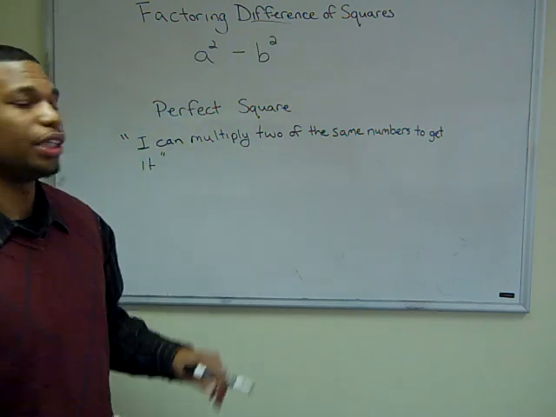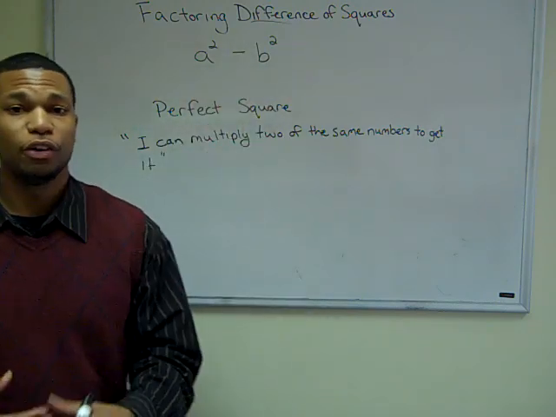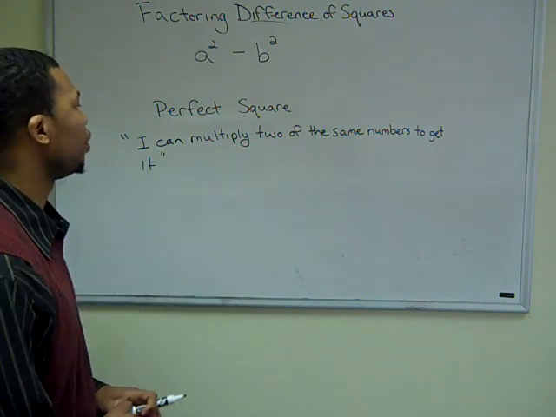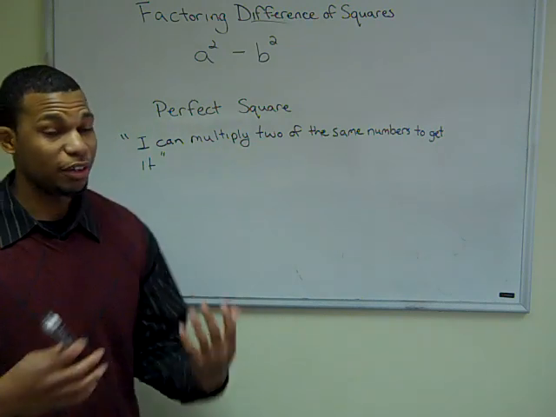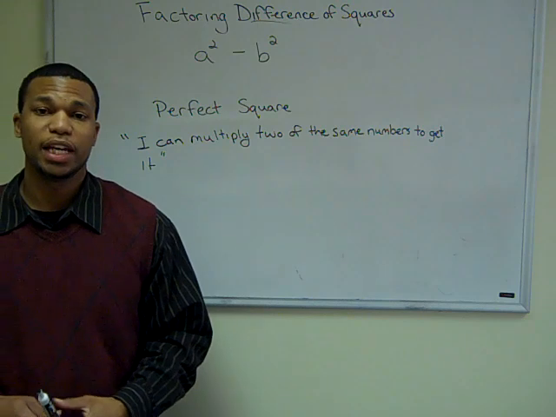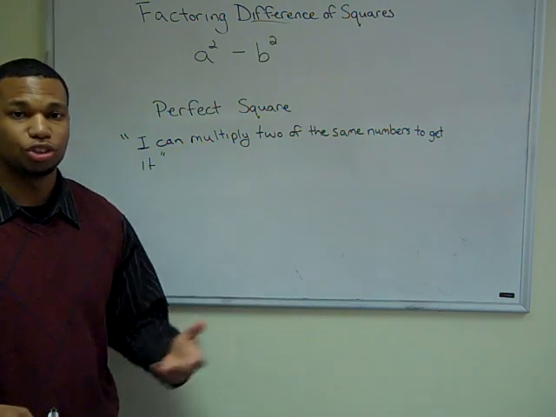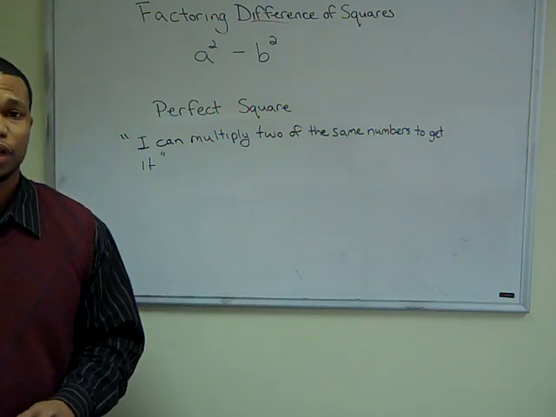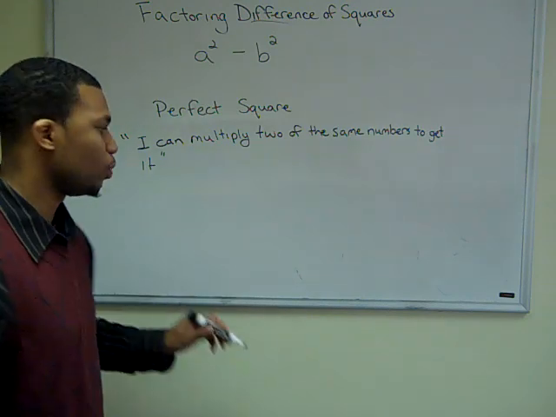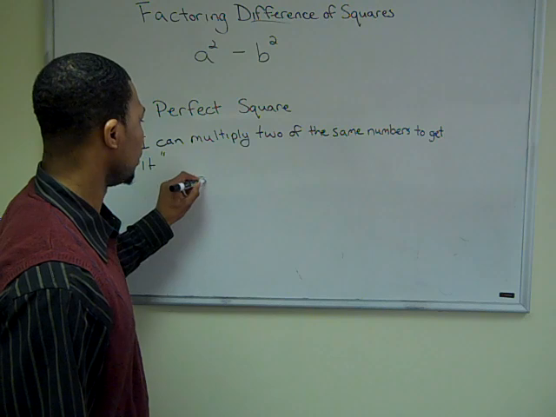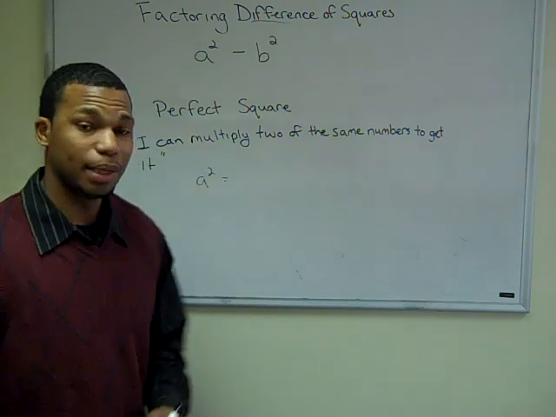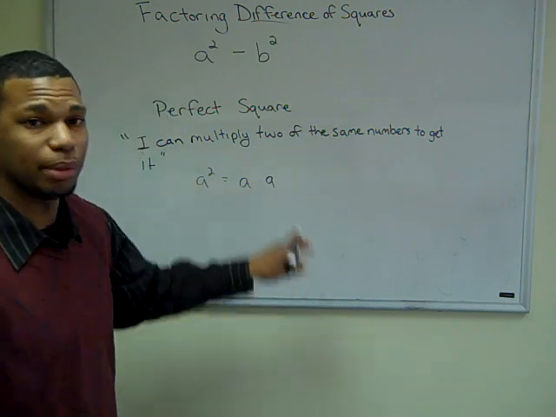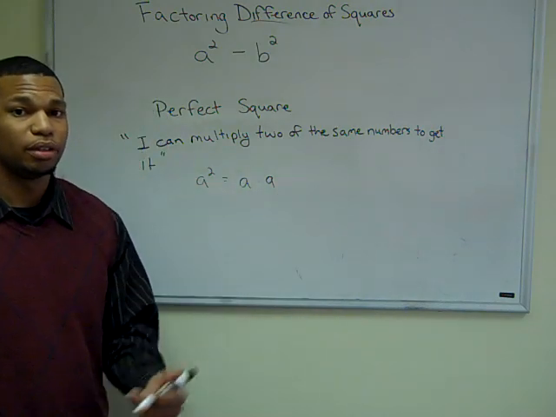Also, another thing to consider is our coefficients are perfect squares. So here's what a perfect square is. If something is a perfect square, that means I can multiply two of the same numbers to get it. So for example, a squared is a perfect square because I can multiply a times a, both the same numbers, to get a squared.